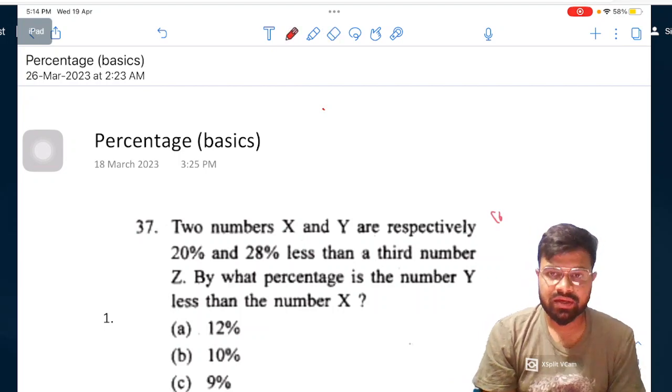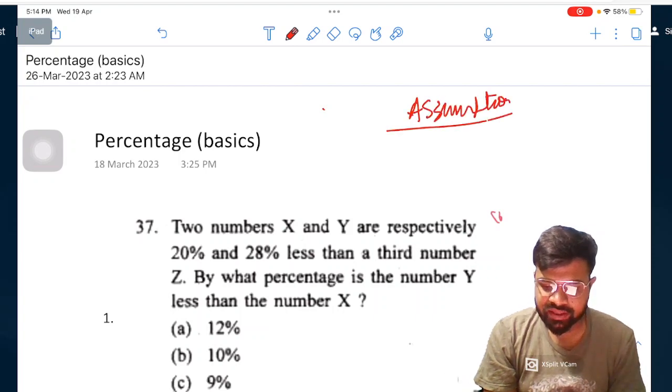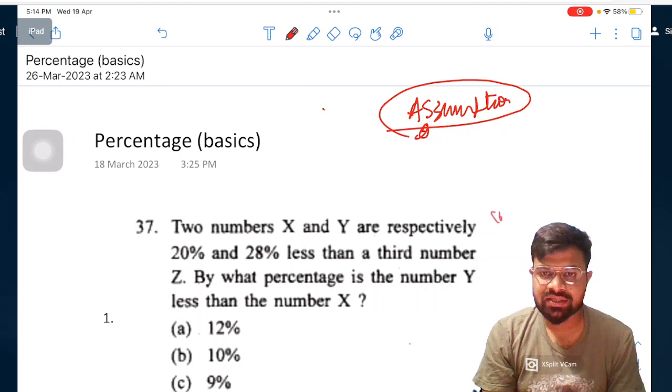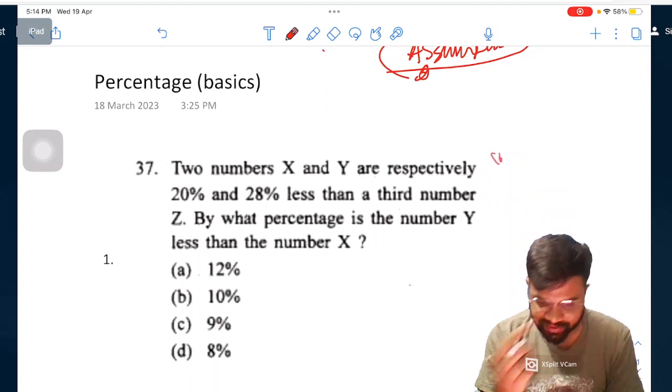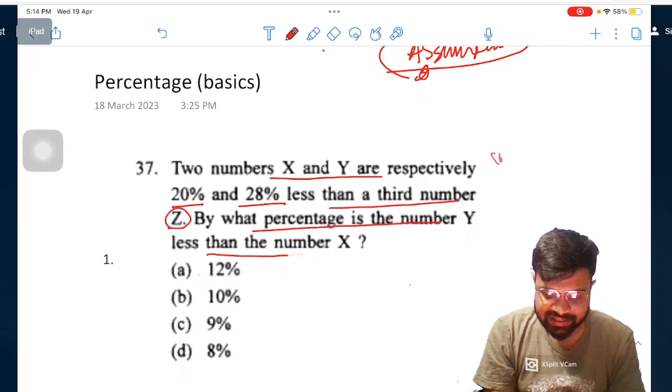Let's just begin with this: assumption is very important when you are dealing with percentages, as I've already mentioned in class. If you are able to assume things correctly, then the calculations become very easy. So suppose in the very first question, there are two numbers x, y, respectively 20% and 28% less than the third number z. By what percentage is the number y less than the number x?